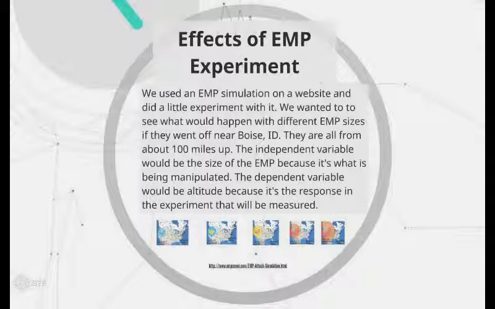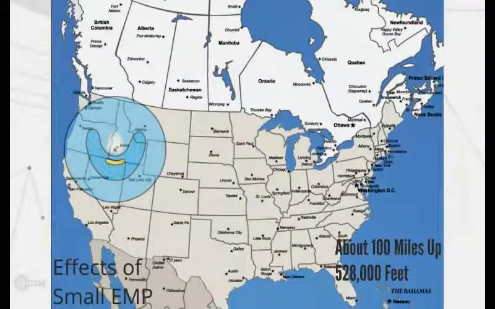Effects of EMP experiment. We used an EMP simulation on a website and did a little experiment with it. We wanted to see what would happen with different EMP sizes if they went off near Boise, Idaho. They are all from about 100 miles up. The independent variable would be the size of the EMP because it's what is being manipulated. The dependent variable would be the altitude because it's the response in the experiment that will be measured.